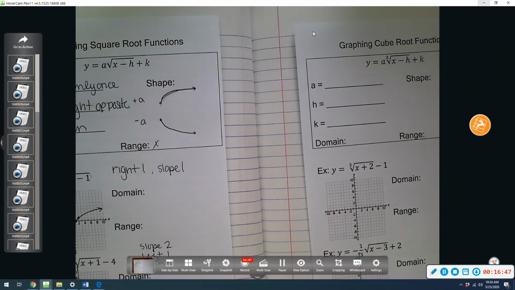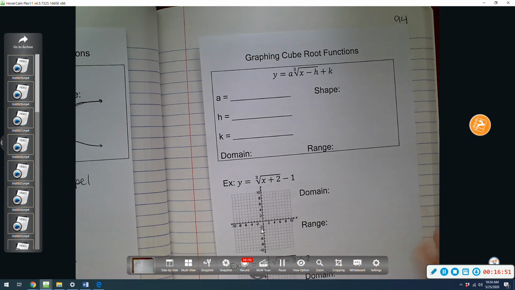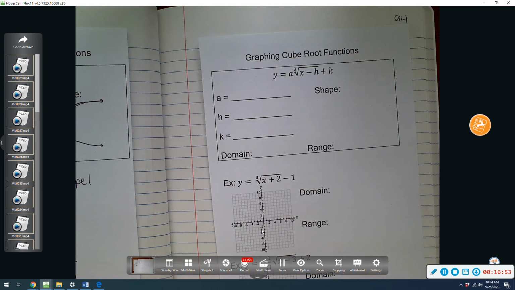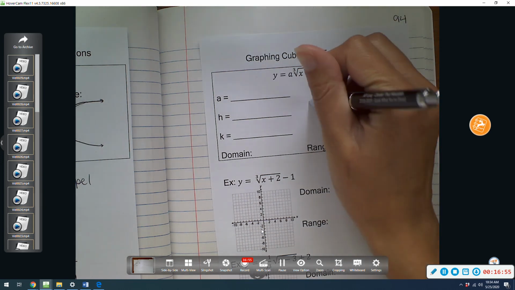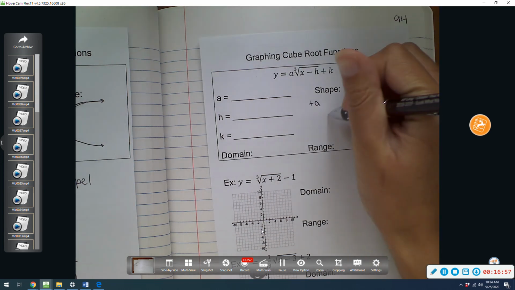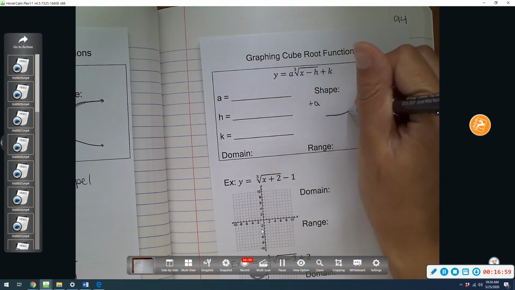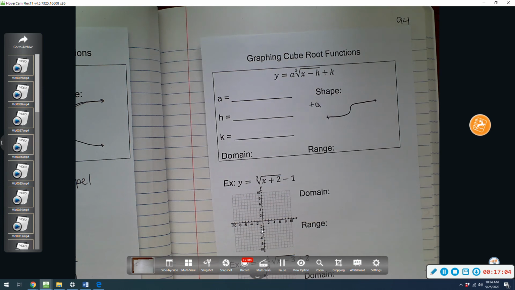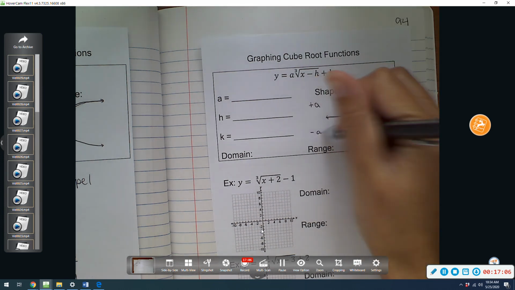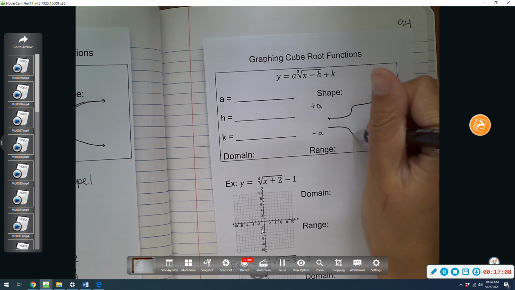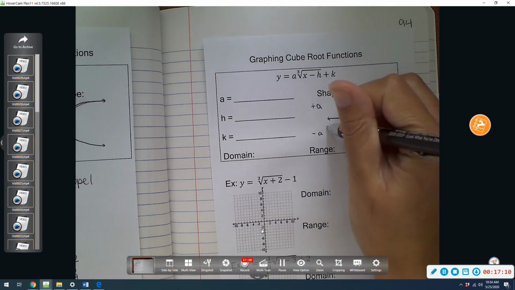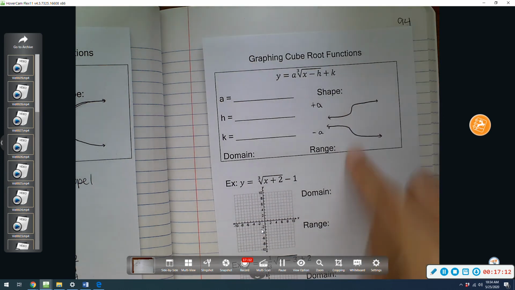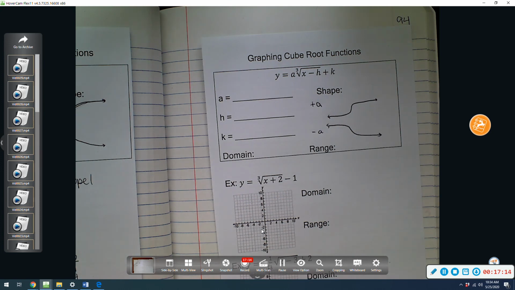So let's push this down and take some quick notes over here. So we have our cube root function. Now the shape, when you are positive, kind of started down, did that little flattening out thing, and then ended up like that. Now the negative one just does the opposite, so it starts up, flattens down, and ends up down like this. So they're just reflections of each other. I like to call it the stretchy S shape.